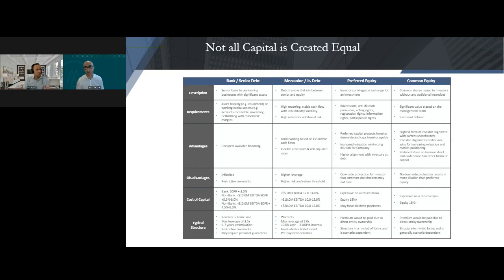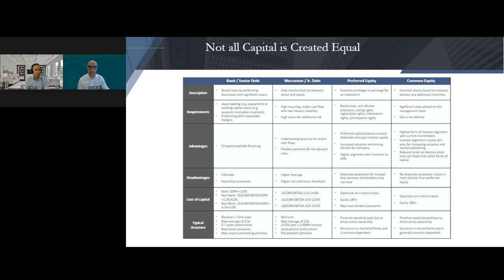As I mentioned earlier, not all equity or capital is created equal. You have your senior debt or your lender, you have the junior debt that I talked about earlier, and you also have different types of equity. You have preferred equity and common equity. Preferred equity comes with some advantages and disadvantages, but think of a capital stack in terms of who gets paid back first. So if I'm selling my business, a senior lender will always get their money back first, then a junior lender, and then preferred equity, and then common equity.